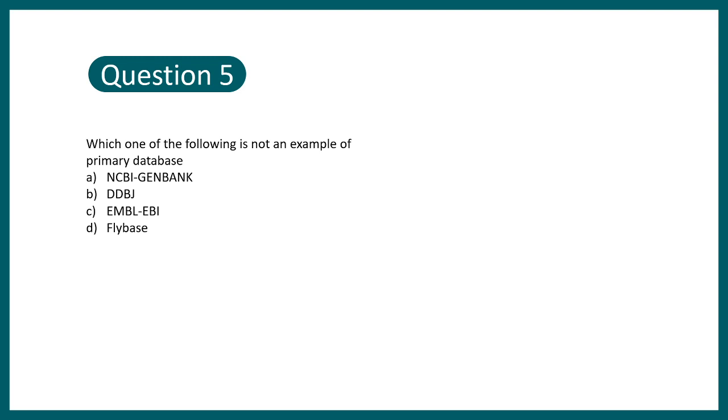Question number 5. Which one of the following is not an example of primary database? This category of question, or this pro forma of question, is very common. It can be asked. So NCBI, GenBank, DDBJ, EMBL, EBI, and Flybase. And you have guessed correctly, Flybase is not a primary database. It's a derived database or a secondary database. It generally takes all the information from all these primary sequence repositories and then annotates those sequences, and it has a bunch of other information as well.